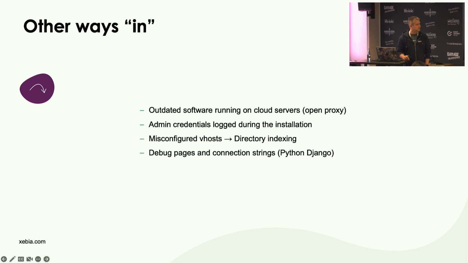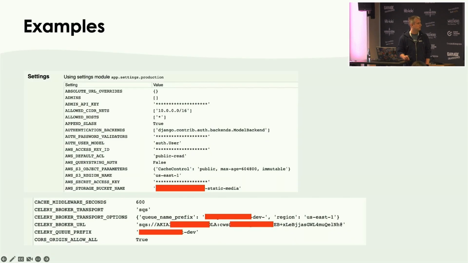Debug pages, connection strings, Python Django. If you use Python, there are pages like this, and most of the interesting things are hidden, but there's a broker URL that consists of an access and secret key in the connection string, usually giving access not only to SQS, but to more services as well.